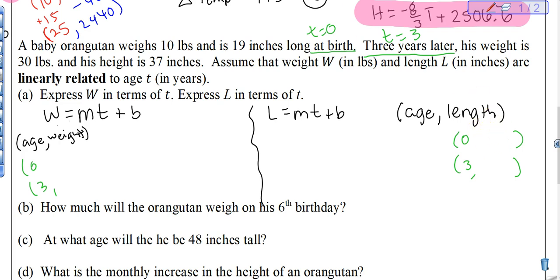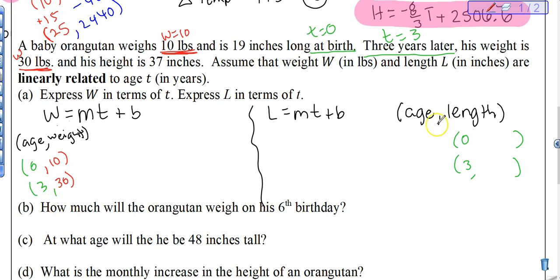Now I'm switching colors. I'm going to grab my red and go back and find all the weights. So what weight goes with 0 at birth? 10 pounds, right? So my weight is 10. And then 3 years later, his weight is 30 pounds. So at 0, he was 10 pounds, and at 3, he was 30 pounds. He must have been little for an orangutan.